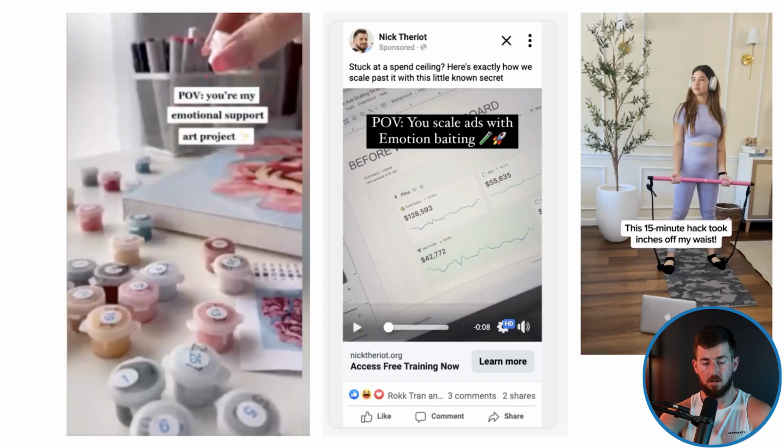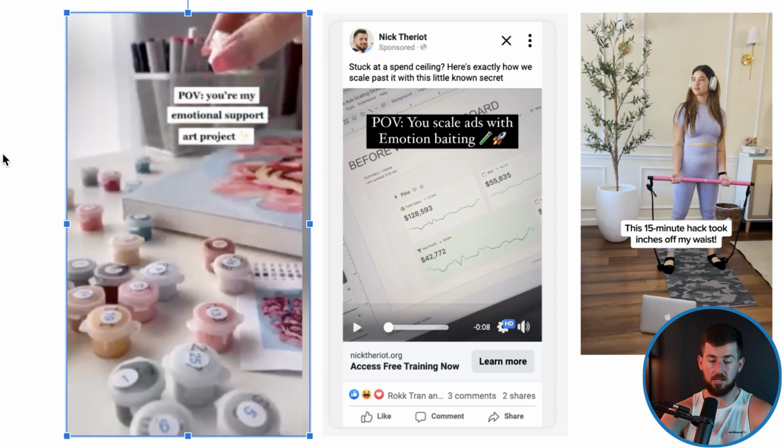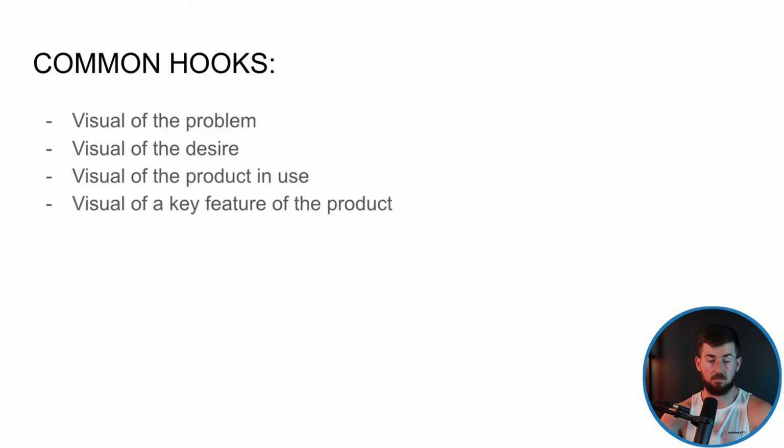Visual of the product in use. This one showcased that really well. To be fair, they both showcased the product in use, this one and this one. And this one right here also visually showcased the desire as well. But this is a great example of just visually showcasing the product in use. We're just simply showcasing someone using the product. That's it. How is the product meant to be used? Now, I don't want to showcase the whole unboxing experience of the product in use.